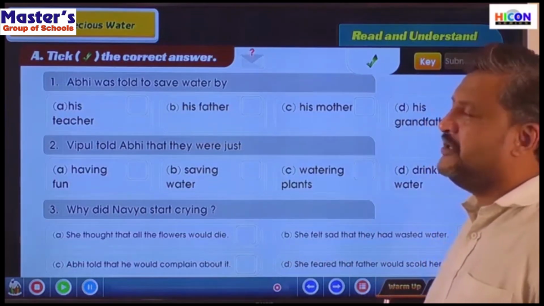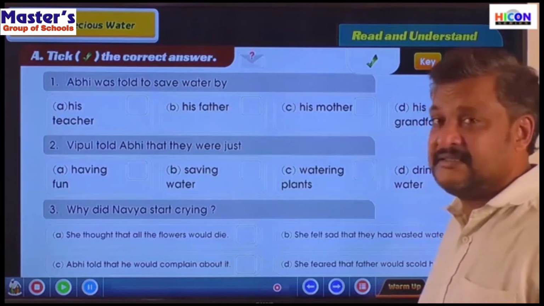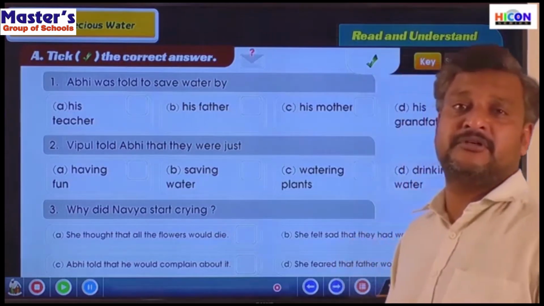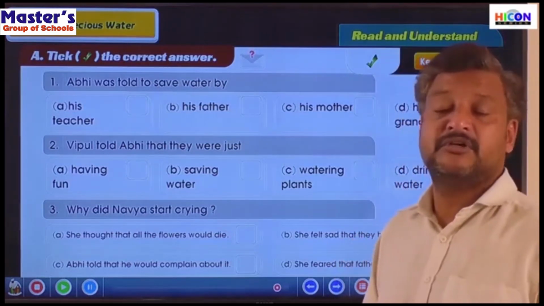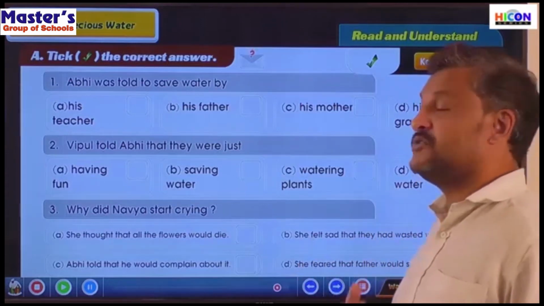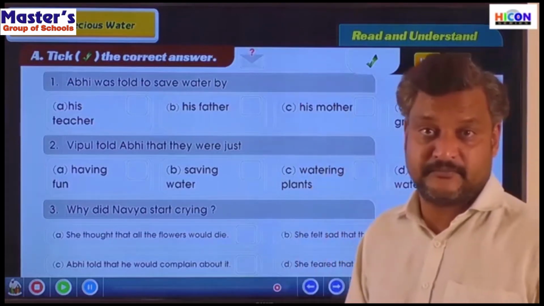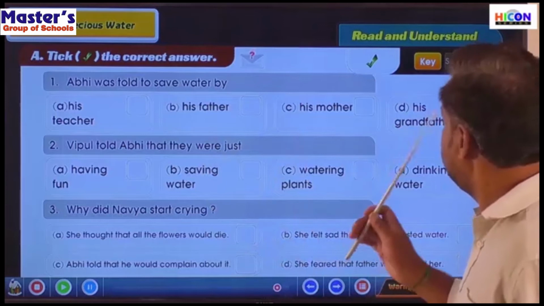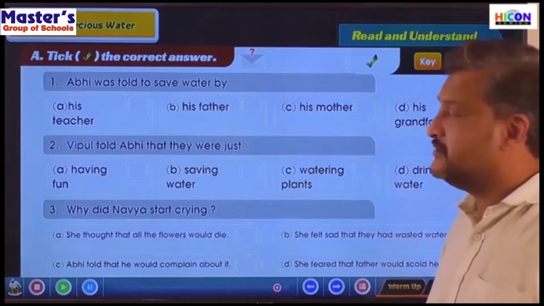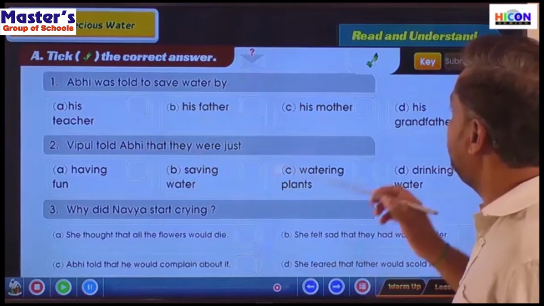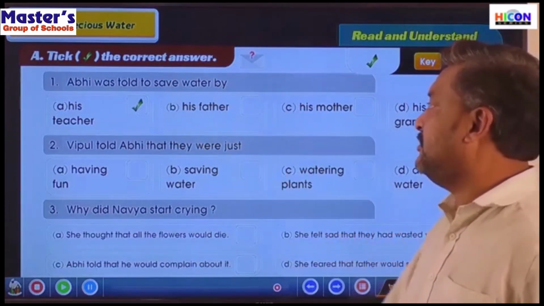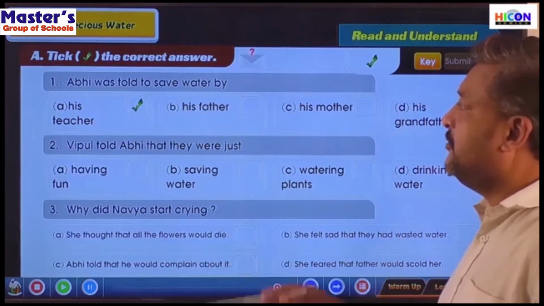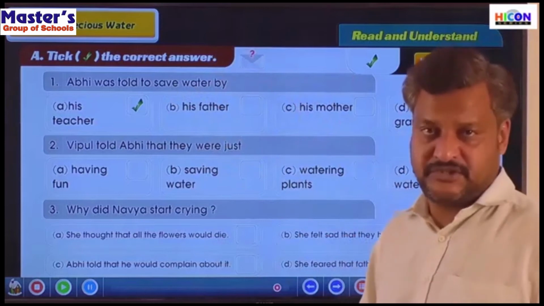So, did we come across anybody's parents and grandparents in the lesson? No, isn't it? So, Abhi told that it was his teacher who taught him to save water. And then Vipul also remembered something his teacher taught him, isn't it? Yes. So what is the answer? It's not his father, it's not his mother, it's not his grandfather, but it is his teacher. So what should we do? Yes, we will drag and drop a tick mark there. Right? So it was his teacher. Abhi was told to save water by his teacher.